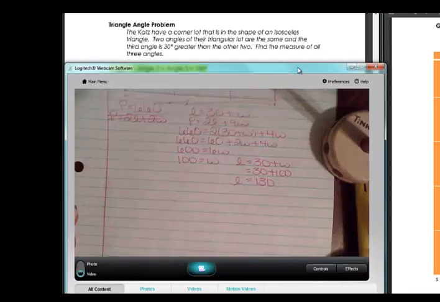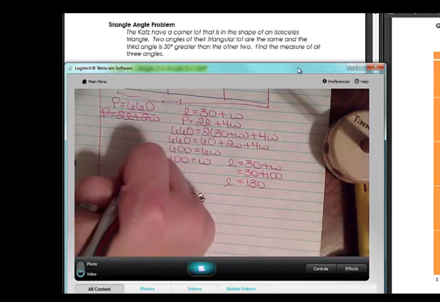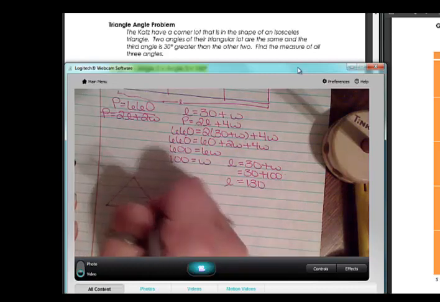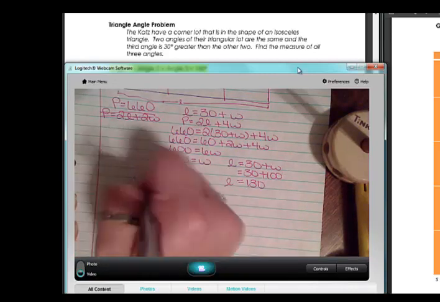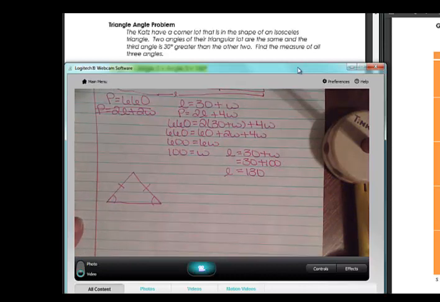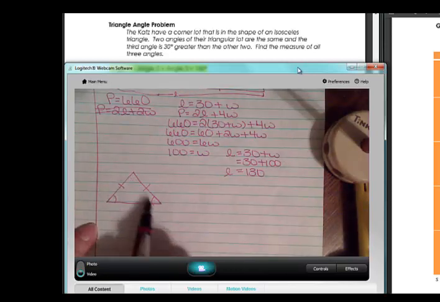So we have an isosceles triangle, whereas this one and this one are going to match, and this one and this one are going to match for this problem. So it says 2 angles of their triangle lot are the same. It even told you that. And it says the third angle is 30 degrees greater than the other 2. And then we need to find the measure of all 3 angles. Okay, so we're only worried about our angles in this problem. We don't have to worry about the sides or anything else.